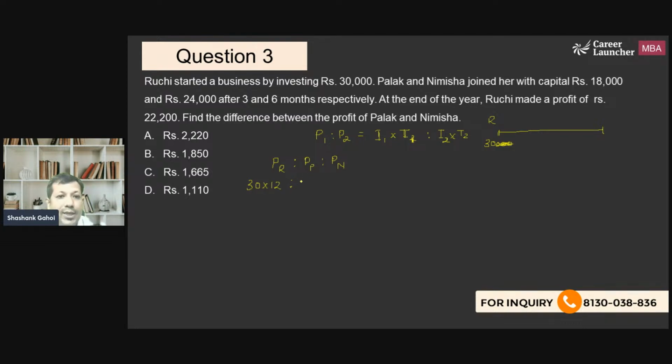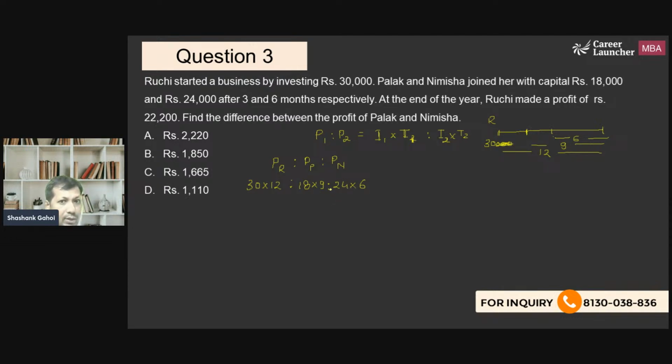Okay. Palak invested how much? Palak invested 18,000, but Palak joined after 3 months. So रुचि के लिए जो टाइम पीरियड है वो टोटल का टोटल 12 मंथ्स है. अगर पलक के लिए देखेंगे तो पलक के लिए टाइम पीरियड केवल 9 मंथ्स है. So 18 is to 9. If we are going to look for Nimisha, so what is the time period for Nimisha? That is only 6 months, but her investment is 24. So 24 into 6. ठीक है.